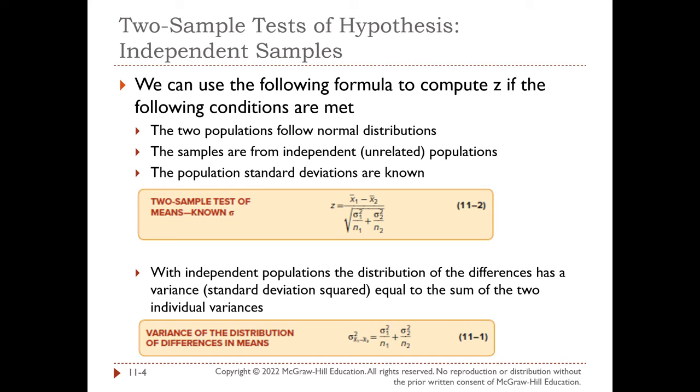All right. And then with independent populations, the distribution of the differences has a variance, again standard deviation squared, equal to the sum of the two individual variances. Okay, cool. Basically, that's what's inside the variance of the distribution of differences in means. It's all fine and dandy, but wait till we get to the practice problems and actually start working them in this PowerPoint, huh?